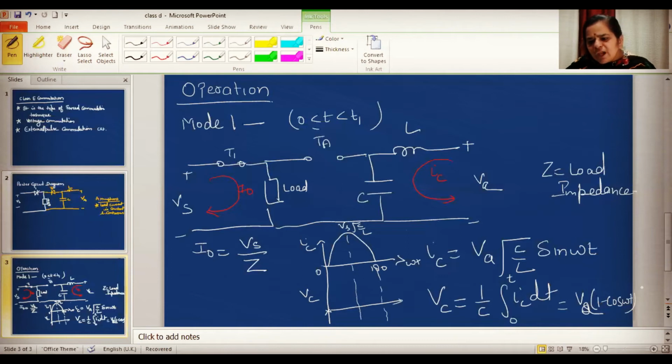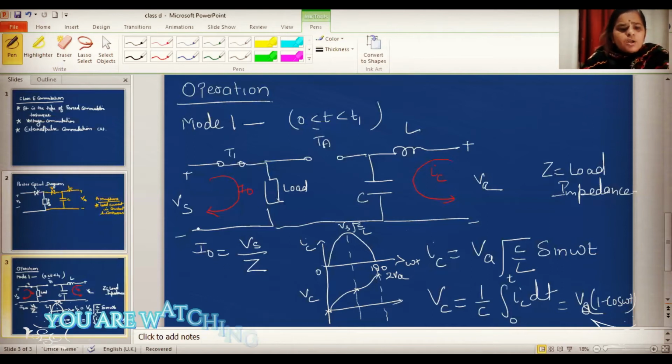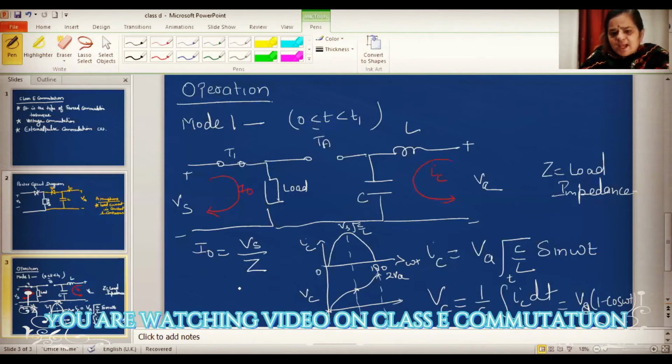But when I put omega t equal to 90, cos 90 is 0, so the voltage will be Va. When I put omega t equal to 180, cos 180 is minus 1, so the voltage will be 2 Va. That means it will change its value from 0 to 2 Va by the end of mode 1. So this is something about I0 being Vs by Z.